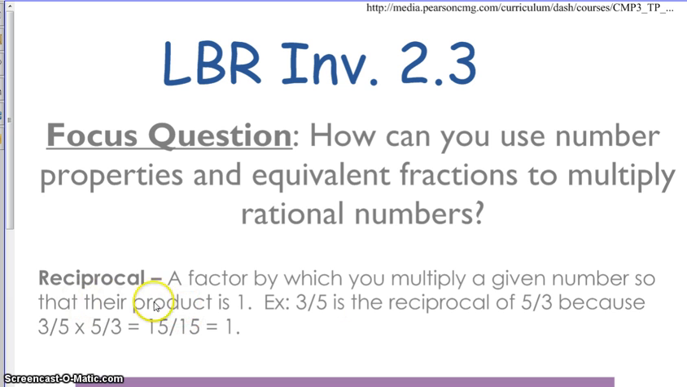There's a term that's going to pop up in this investigation called reciprocal. A reciprocal is a factor by which you can multiply a given number so that the product is 1. For example, 3/5 is the reciprocal of 5/3 because 3/5 times 5/3 would equal 15 over 15, which would equal 1. So let's take a look at a few problems.